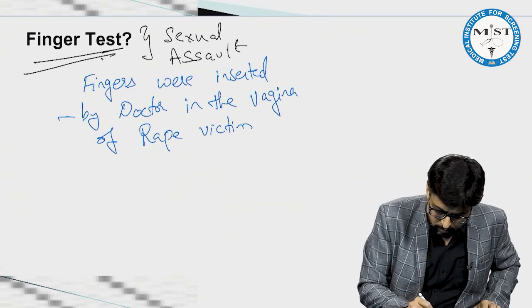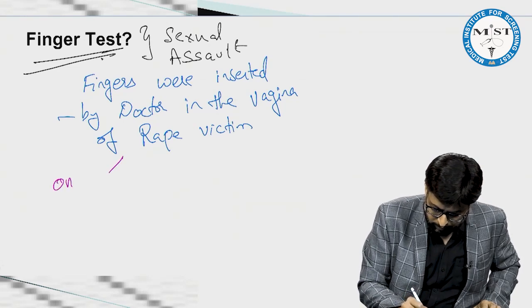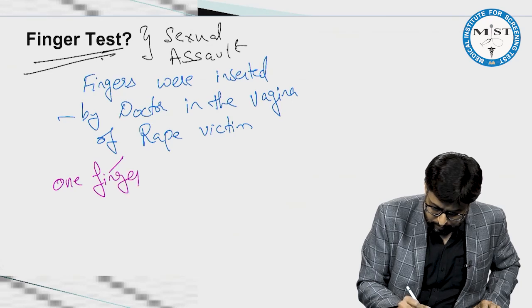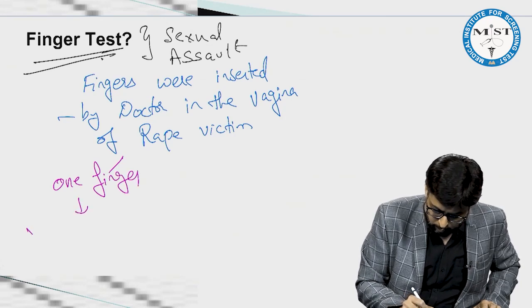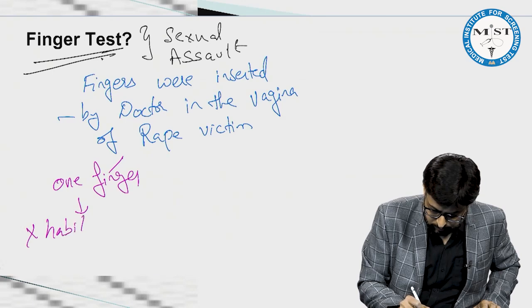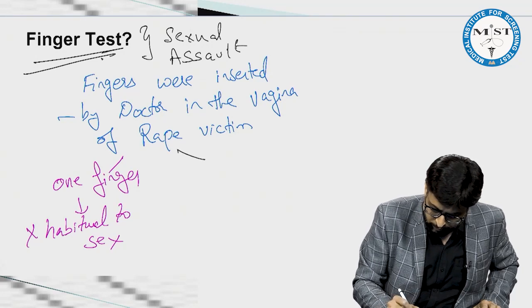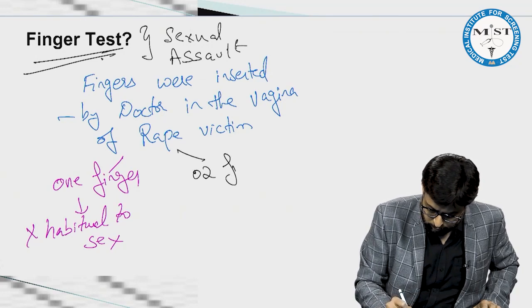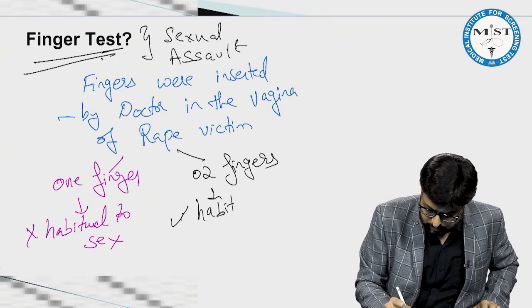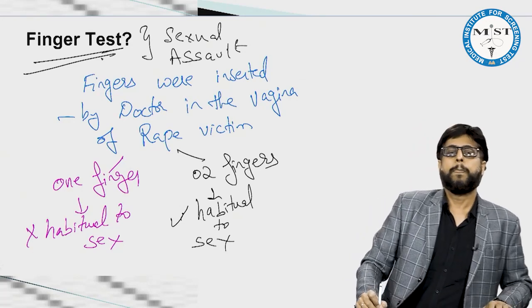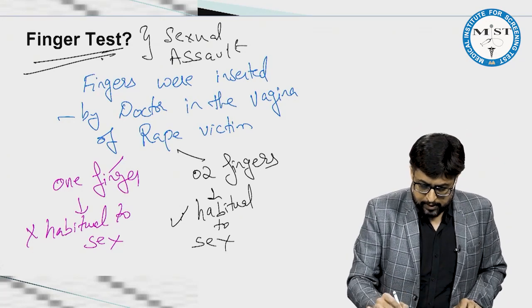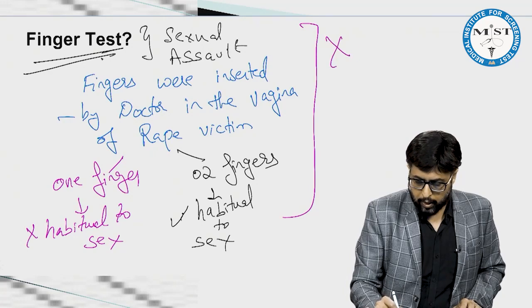What was the importance? The importance was, if one finger goes inside, that means the girl is not habitual to sex. But if two fingers go inside, that means the girl is habitual to sex. That was the finger test. This finger test has now been abolished.